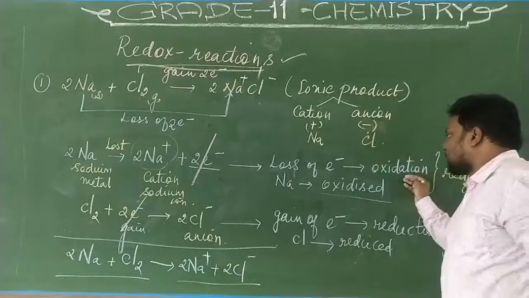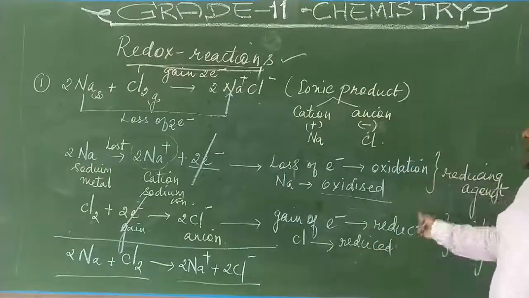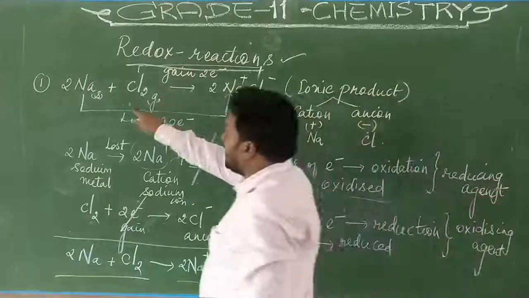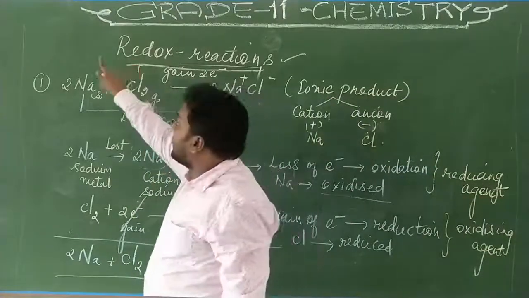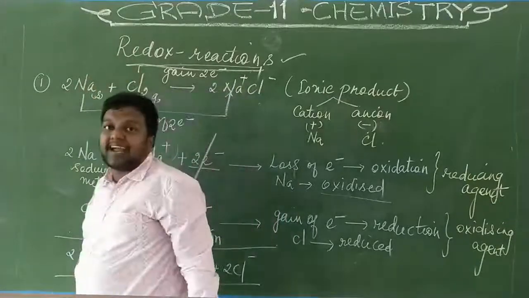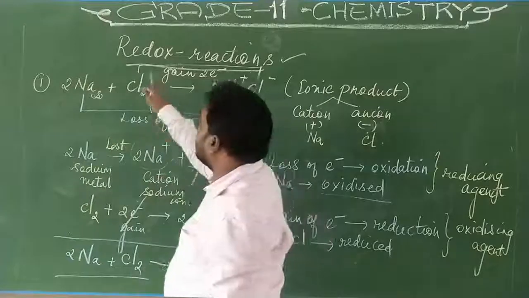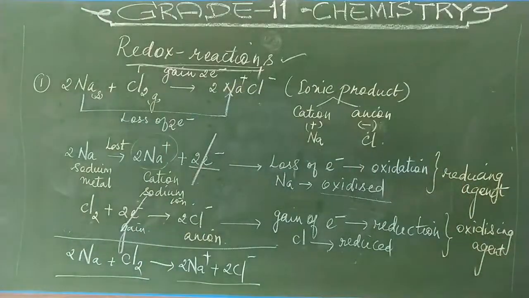When electrons are lost, that is oxidation, so the sodium is oxidized and chlorine has got reduced. Now this sodium makes the chlorine get reduced, so therefore sodium is called the reducing agent. This chlorine makes the sodium get oxidized, so therefore the chlorine is called the oxidizing agent. So reducing agent and oxidizing agent.